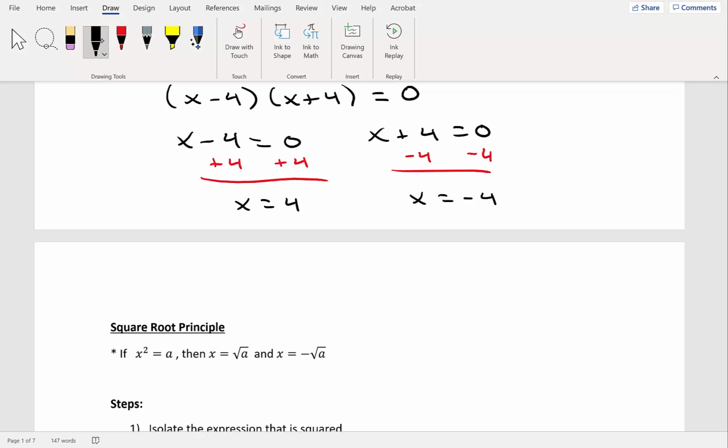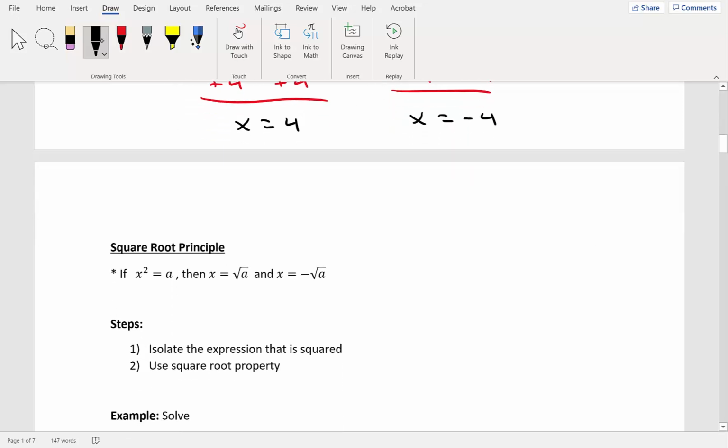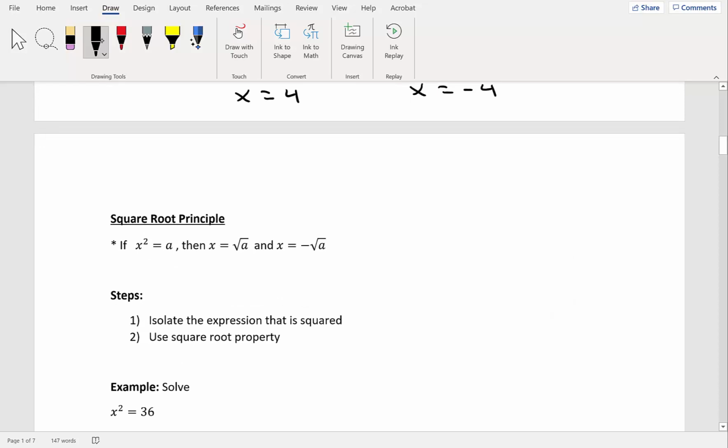So the steps for using this square root principle, first you're going to isolate the expression that is squared, and then you're going to use the square root property. Another way that you could rewrite this square root principle is x is equal to plus or minus the square root of a. So when you take the square root of both sides, you have a plus or minus on the right hand side.